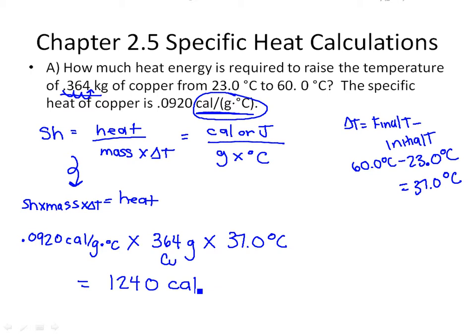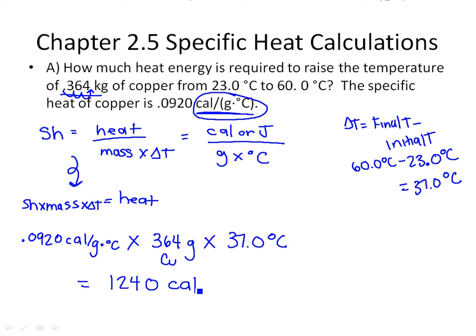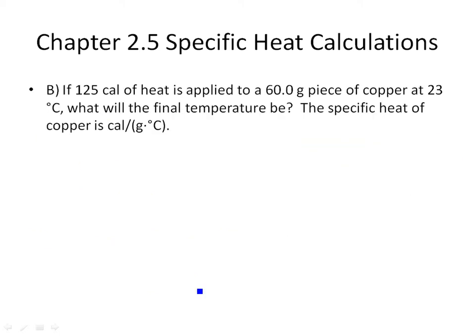Okay, so we're going to take the same idea and use it for part B. This time we're told that 125 calories of heat is applied to a 60-gram piece of copper at 23 degrees C. What will the final temperature be? The specific heat of copper is, I forgot to plug that in here, it was from the previous one, 0.0920. So just put that in there.